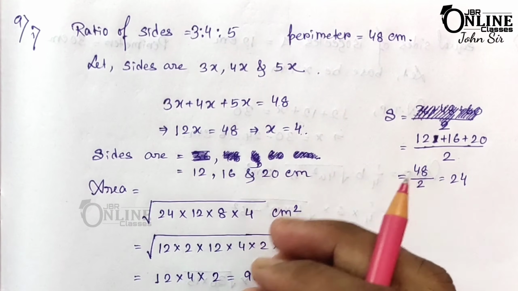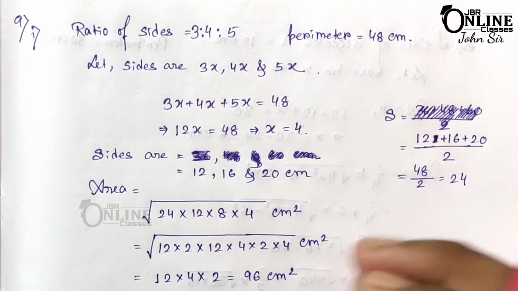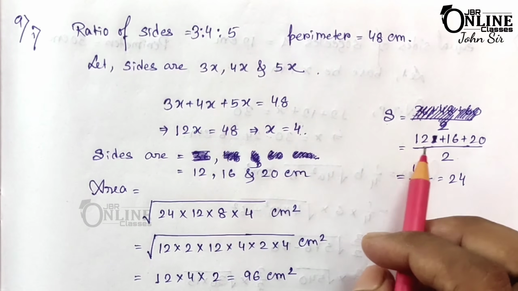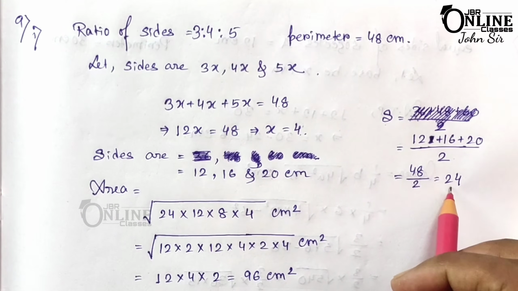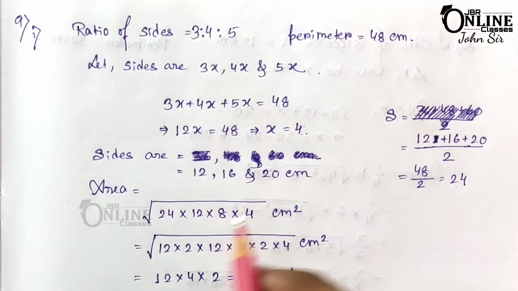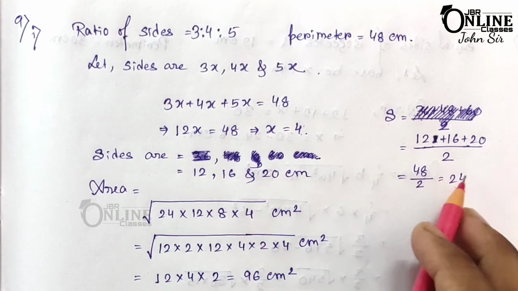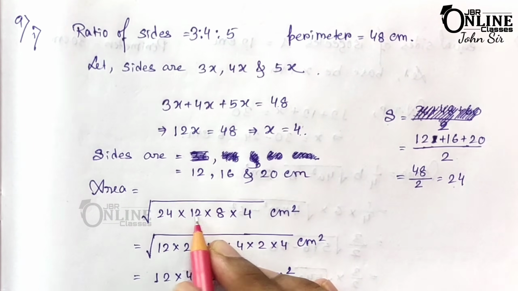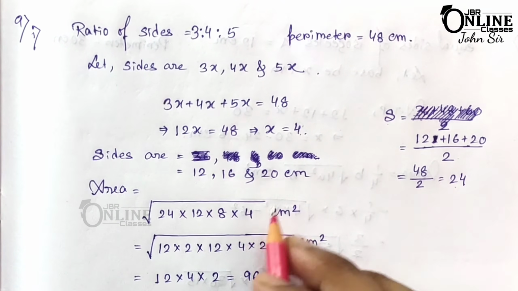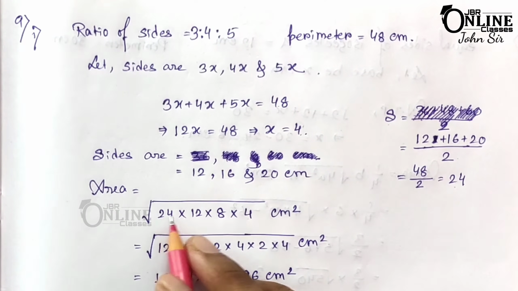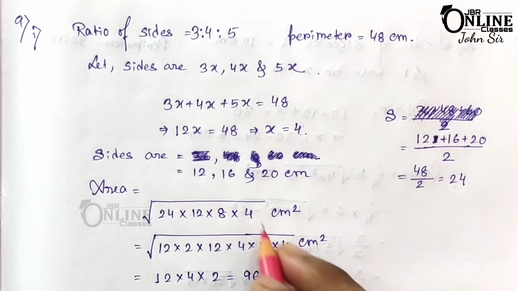Now you have to find out the area here. To find the area, first you have to know the semi-perimeter. So here S will be 12 plus 16 plus 20 by 2, and it will be 24. So the area will be root over, here you can apply Heron's formula. So 24 into 24 minus 12, it's 12, 24 minus 16, 8, 24 minus 20, 4. So here 24 means 12 into 2, then 12, 8 means 4 into 2, and 4.